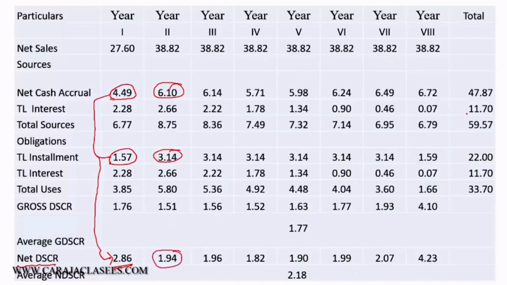Like that you can calculate for each and every year, and look at the total net cash accrual 47.87. And what is the total term loan installment? 22. 47.87 divided by 22 will give you 2.18, and this is the average net debt service coverage ratio. So this is how gross DSCR, net DSCR, gross average DSCR, and net average DSCR are calculated.